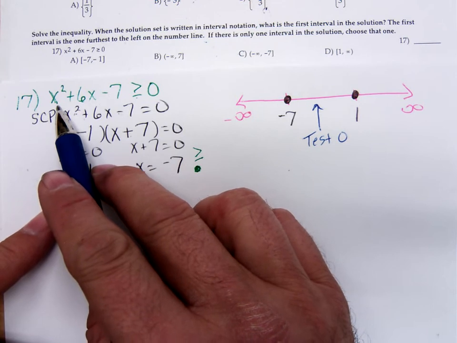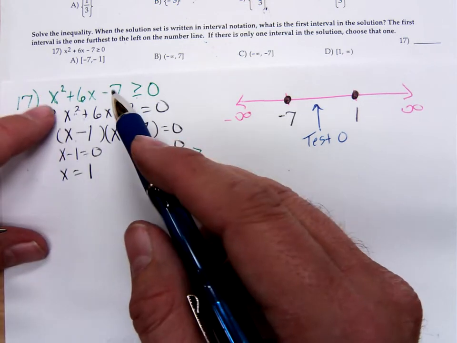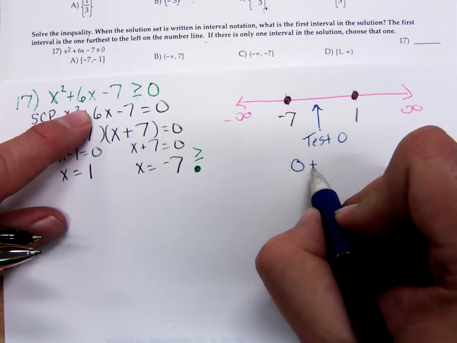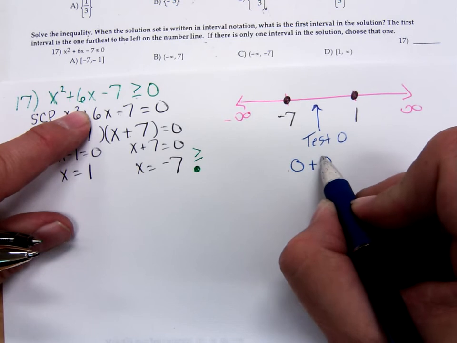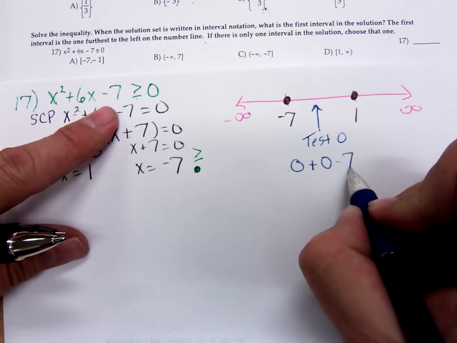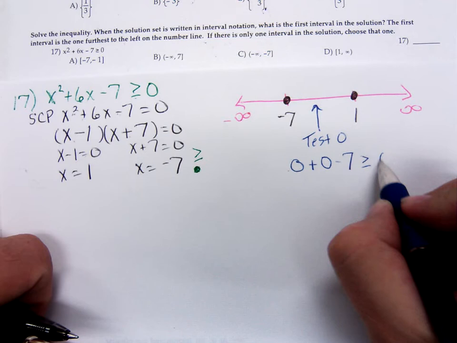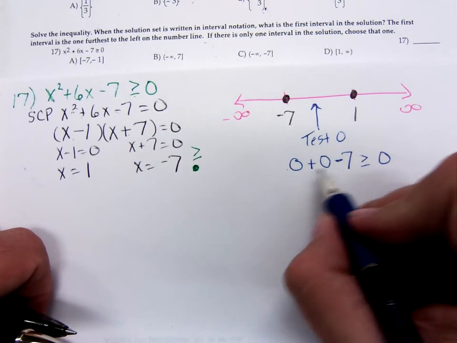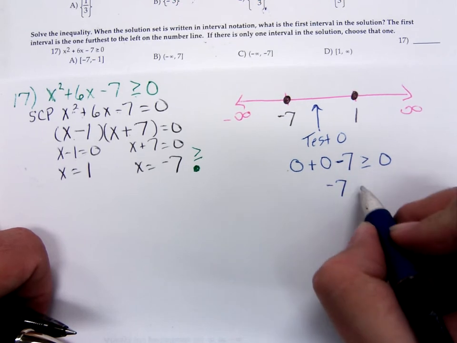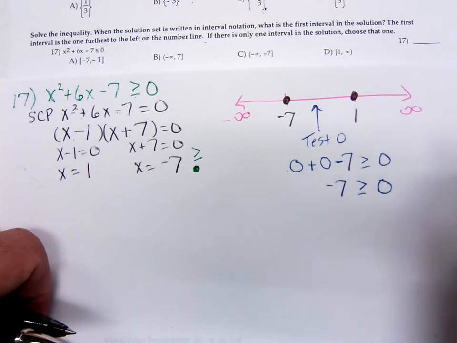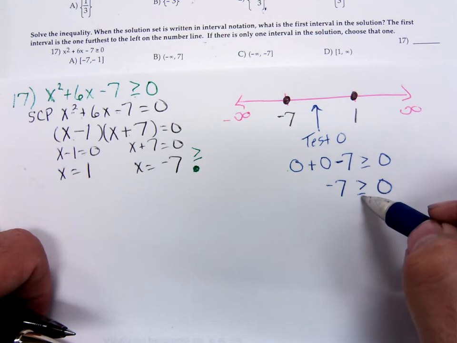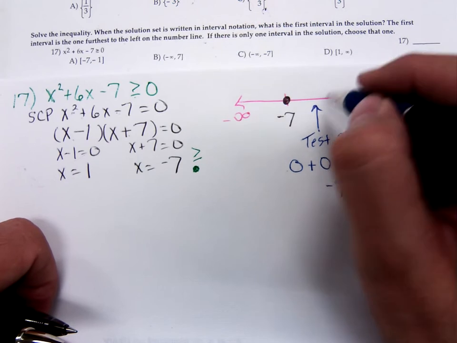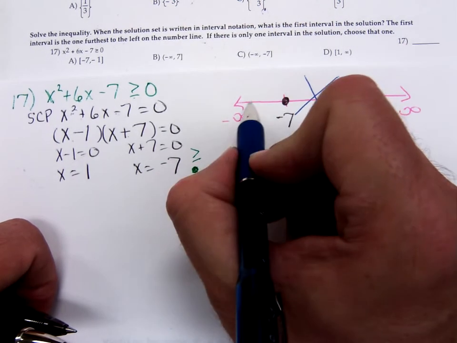So plugging in a 0, I'd have 0 squared plus 6 times 0 is 0, minus 7, is greater than or equal to 0. So we'd have 0 plus 0 minus 7, that's a negative 7, is greater than or equal to 0. It's sure not equal. Is it greater? No. This is a false statement, isn't it? So true and true.